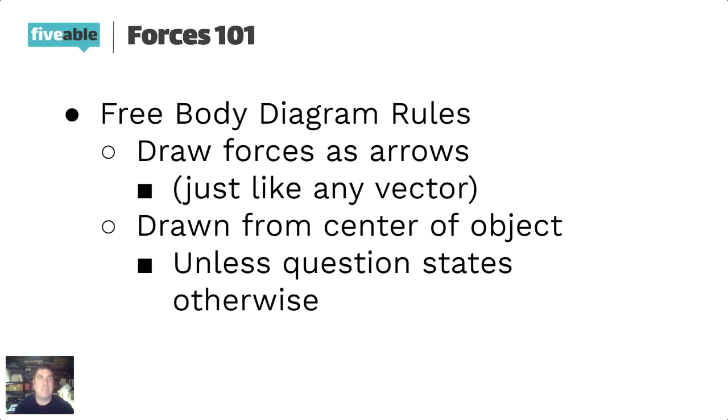So if 2 objects have the same weight, their weight vectors or their force of gravity arrows should be the same length. If they have the same force of friction on them, they should be the same length, that sort of thing. All right. So that being said, anybody have any questions or comments about the rules so far? Are we ready to move on?